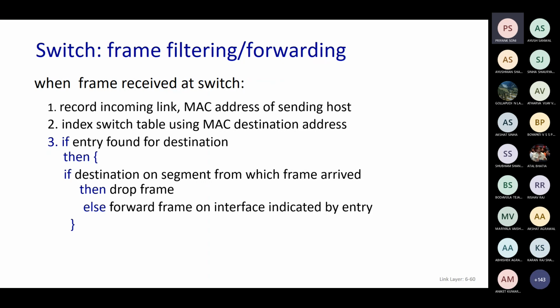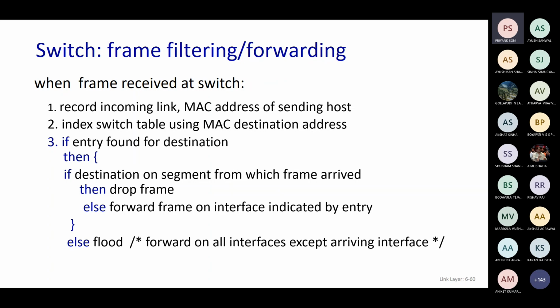Otherwise, you forward the frame on the interface indicated by the entry. If no entry is found, you flood the frame to all interfaces except the one from which the frame has arrived. So this is how the forwarding and filtering of frames actually happens.